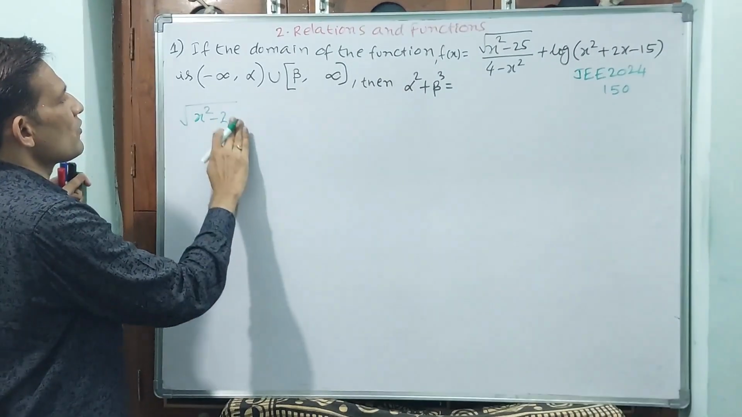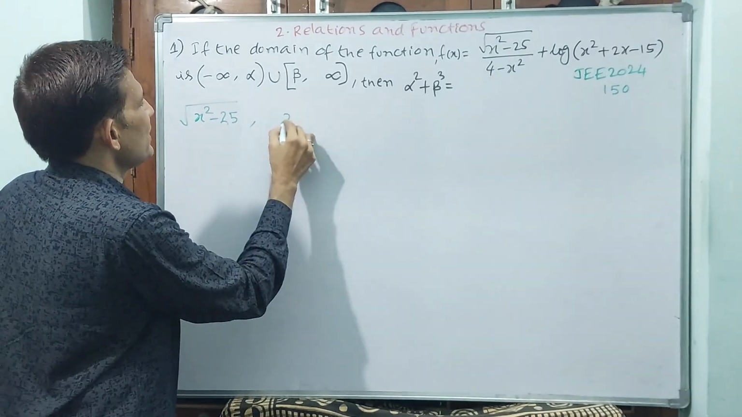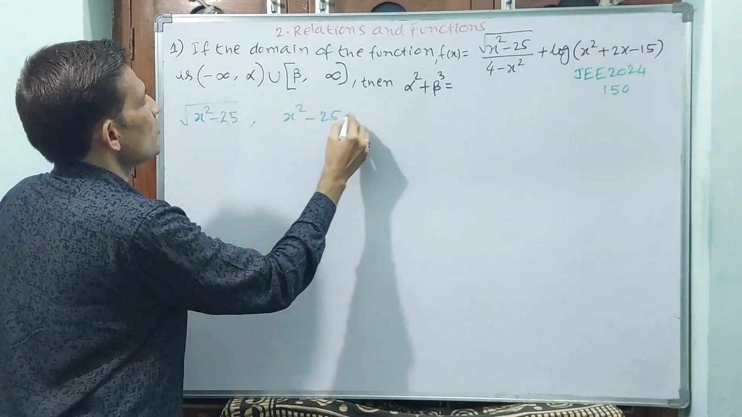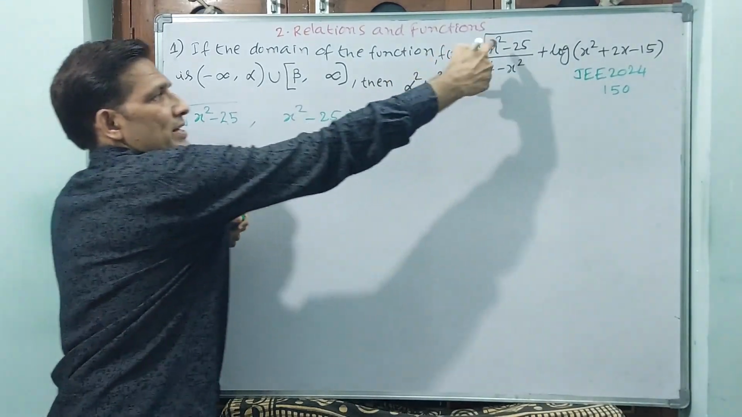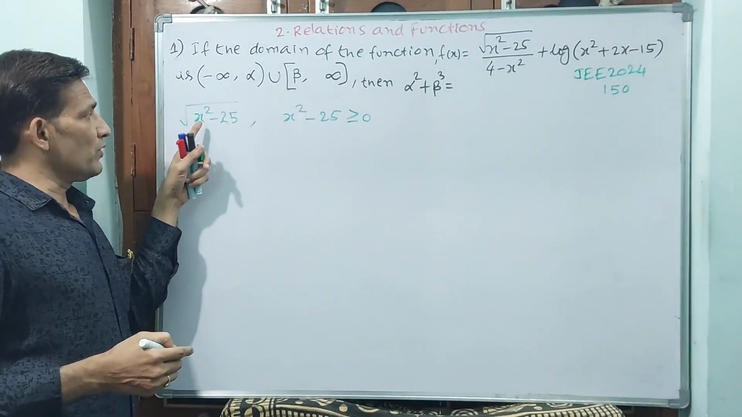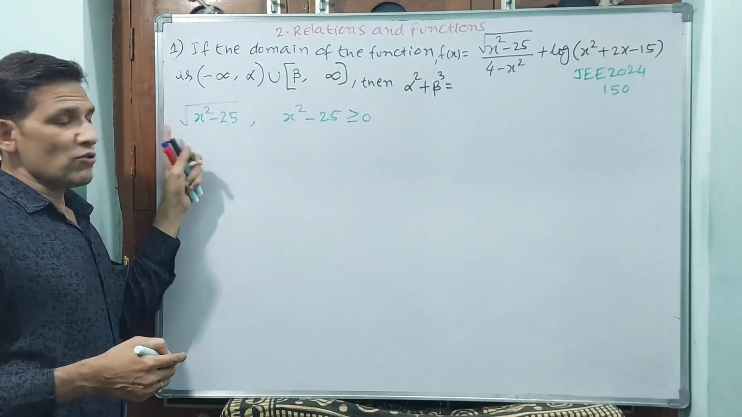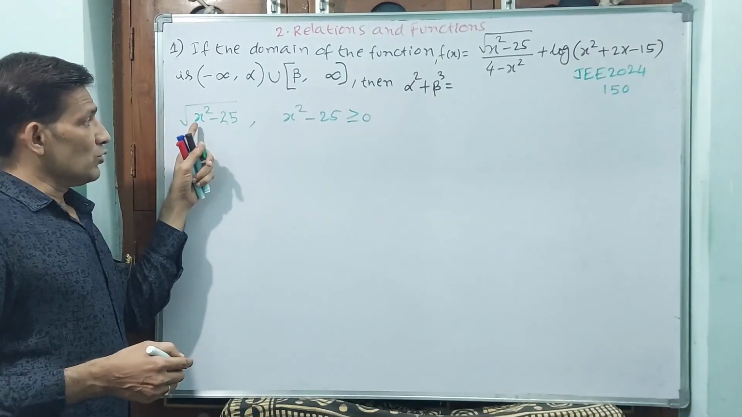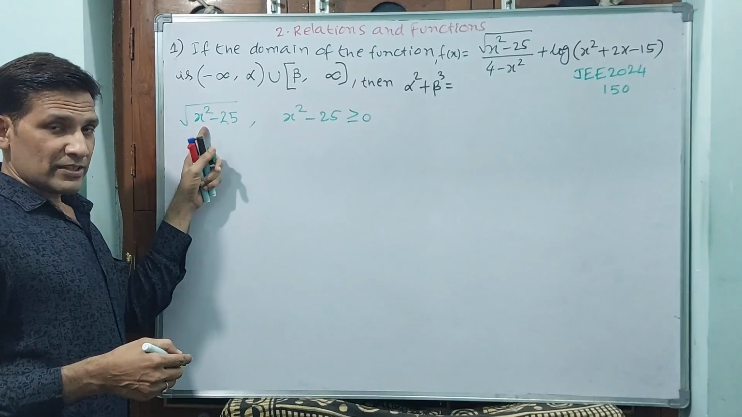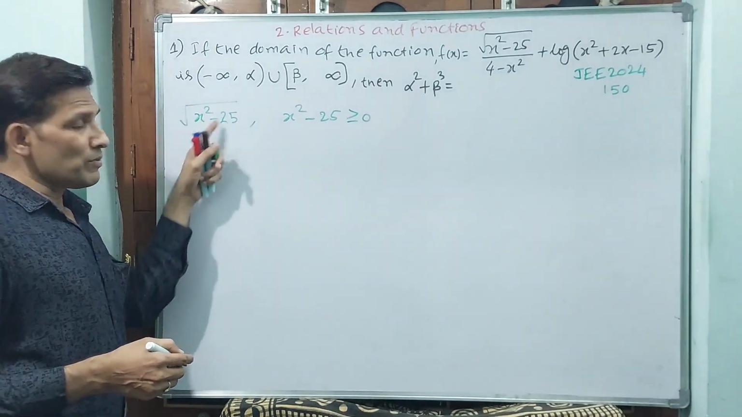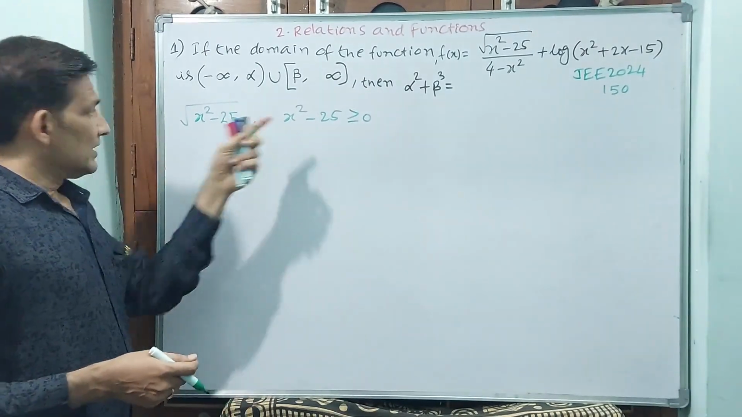For this domain, how are you going to do it? See, the square root should not be negative. That means x square minus 25 should be greater than or equal to 0. Since this is in the numerator, even if it is 0, no problem. If you give minus 5 or plus 5, it becomes 25 minus 25, 0. There is no problem. But x square should not be less than 25. If it is less, it becomes negative and the root will not be a real number. Then what numbers can we take?